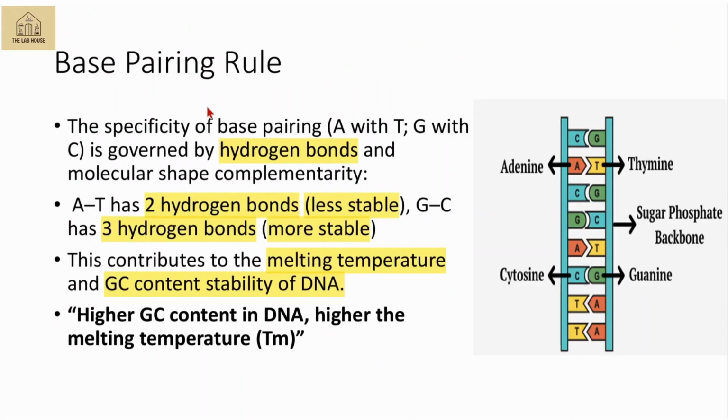The base pairing rules. Adenine will pair with thymine and guanine will pair with cytosine and they will form hydrogen bonds. Adenine-thymine will form two hydrogen bonds, they are less stable, and guanine-cytosine will form three hydrogen bonds, they are more stable. This contributes to the melting temperature and GC content stability of the DNA. Why GC content, not AT content? Because GC has more stability due to three hydrogen bonds. So the higher the GC content in DNA, the higher the melting temperature of DNA.